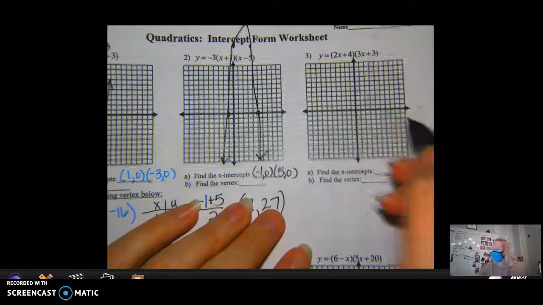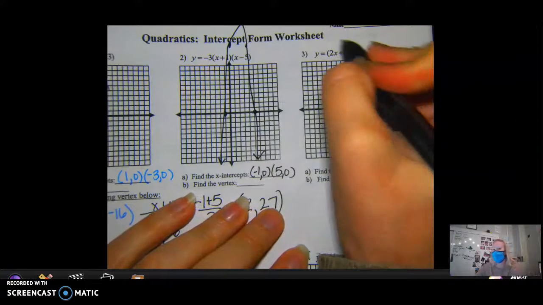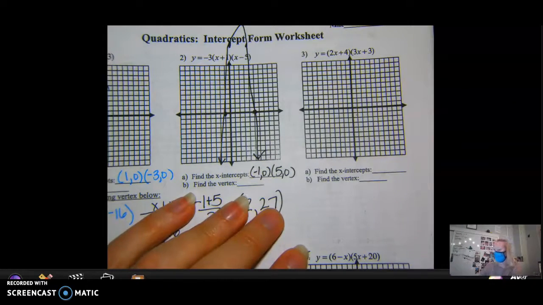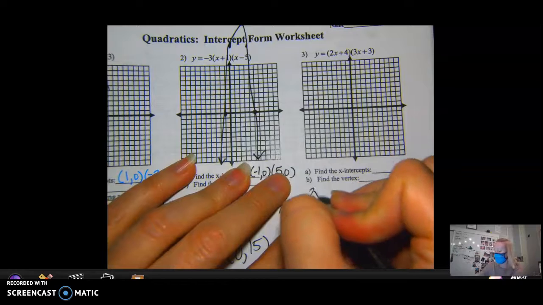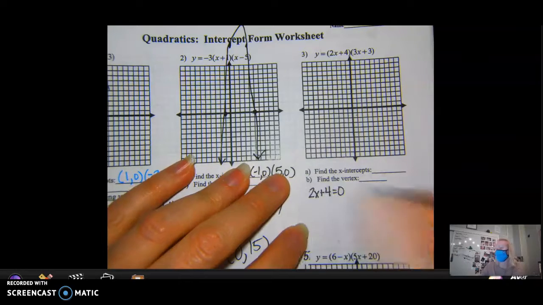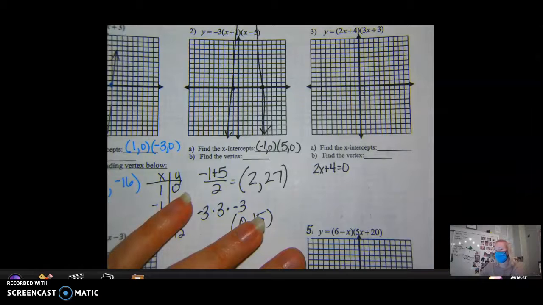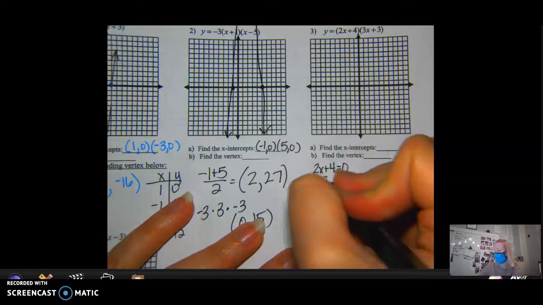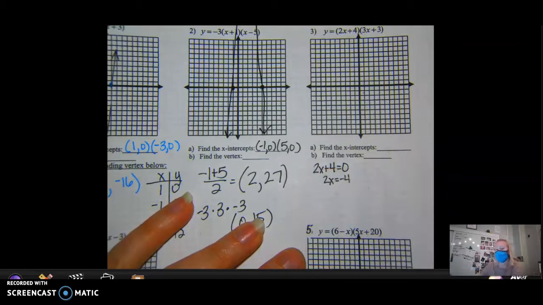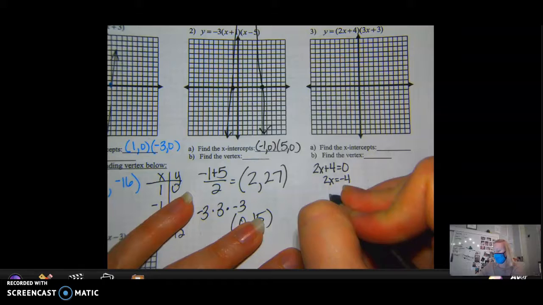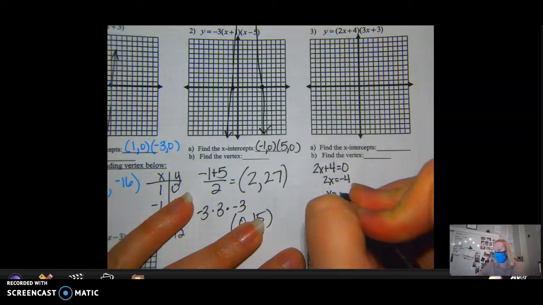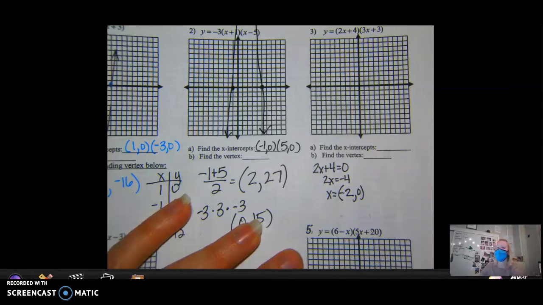Okay, we're going to do 3 together. So in the past, you set this equal to 0 and this equal to 0. We're still going to do that. We're going to set 2x plus 4 equal to 0 to solve for x. What do I do first? Subtract 4, so I get 2x equals negative 4. And then what do I do? Yep, so I get x equals how much? Negative 2. So one of your x-intercepts is at negative 2, 0.